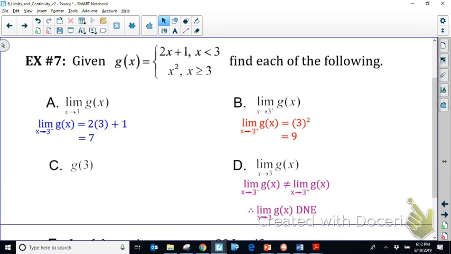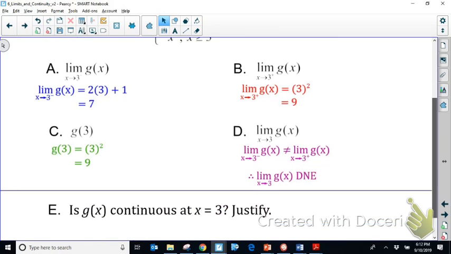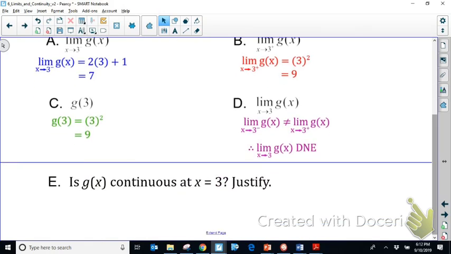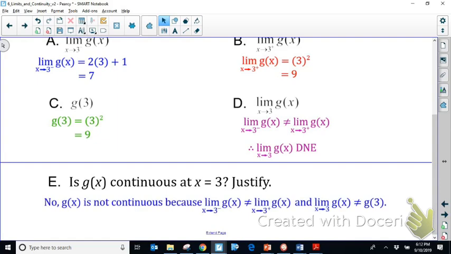And when I evaluate it for g of 3, I have to use the bottom piece because that's the one that includes the 3. And so 3 squared gives me a 9. So by the definition, is the function continuous? Absolutely not. The general limit and the definition of the function at 3 are not the same. So this function is not continuous.